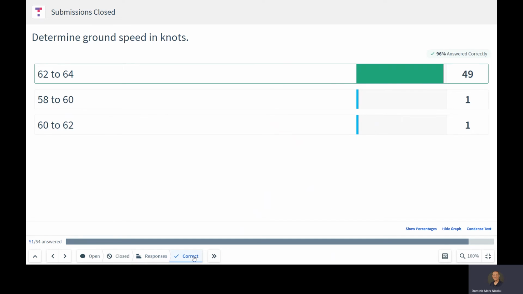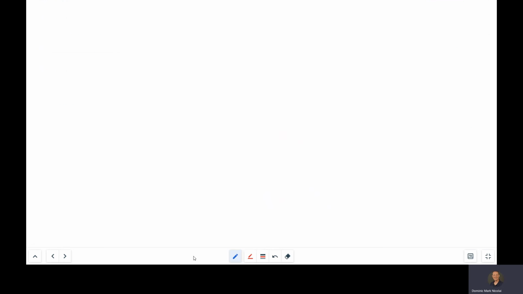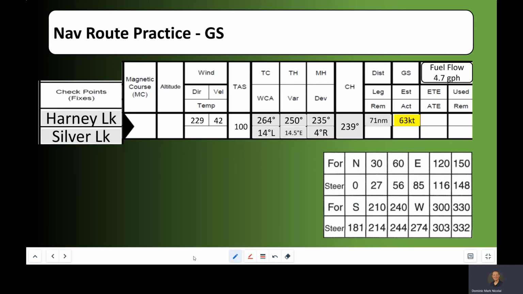Okay, looks like most of you got the right answer there. Low tolerance, if you got between 62 and 64 on your ground speed, you are correct on that. I'm using 63 for the calculation.